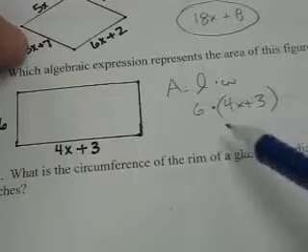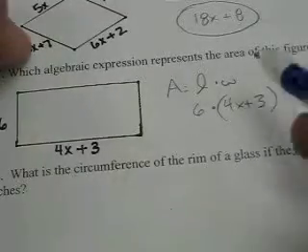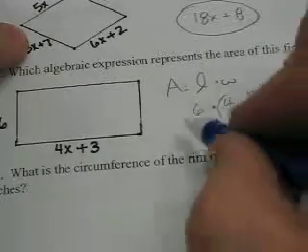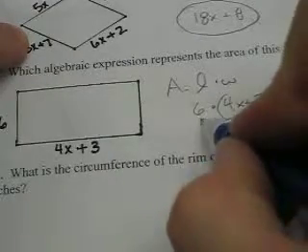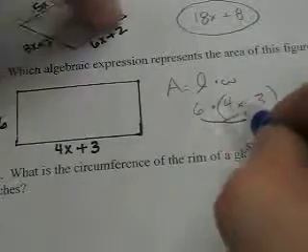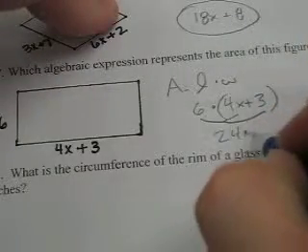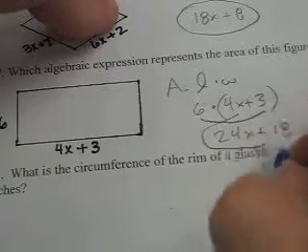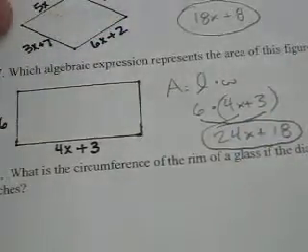This changes everything, because now we need to do the distributive property to this expression instead of just multiplying two terms. So 6 times 4x, 6 times 3. 6 times 4x is 24x. 6 times 3 is 18. So our expression is 24x plus 18.